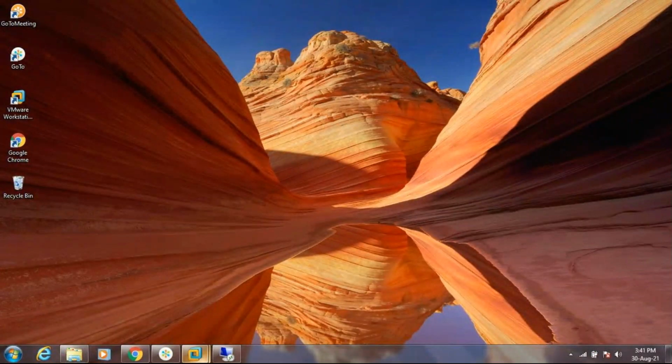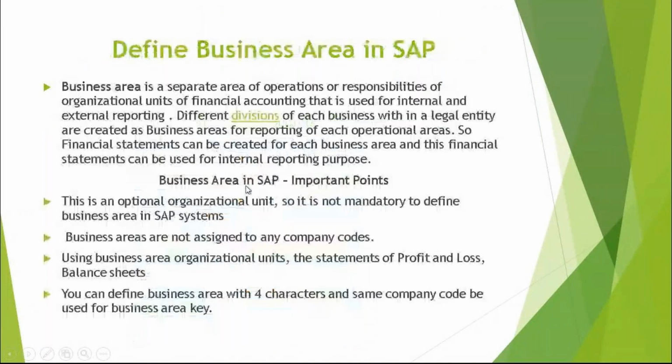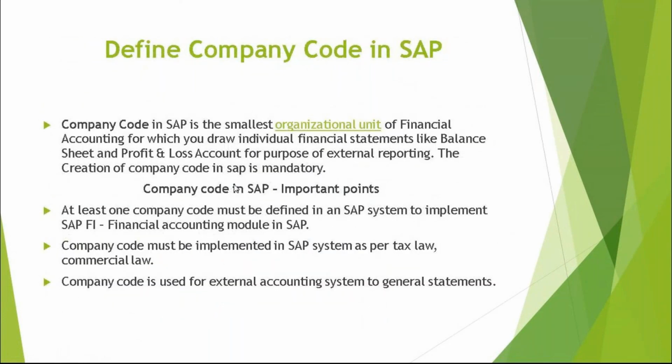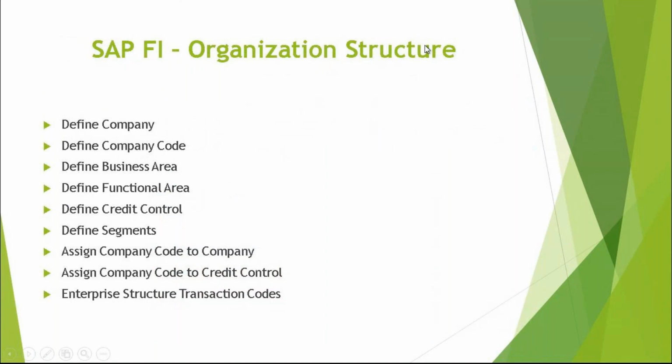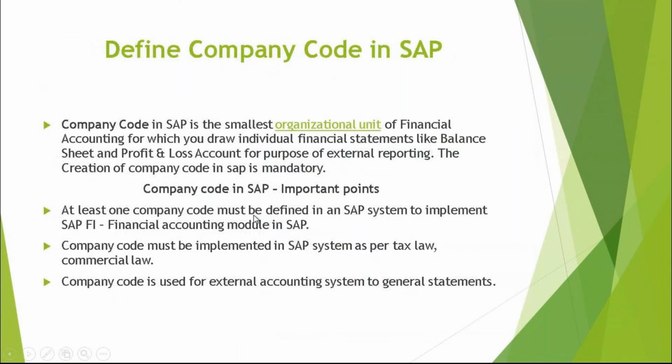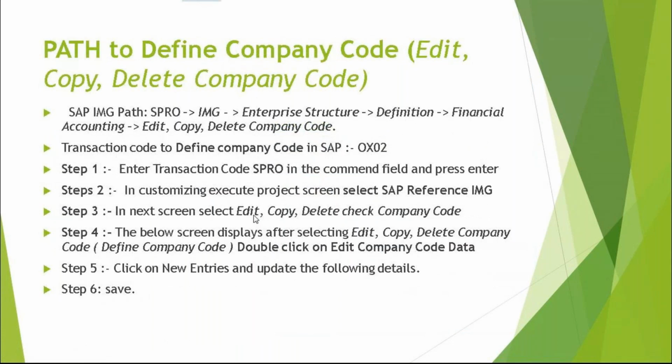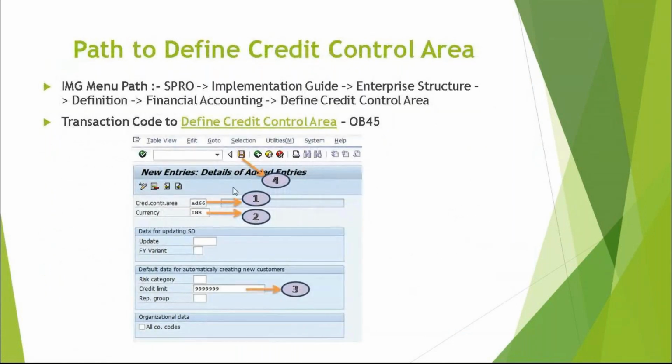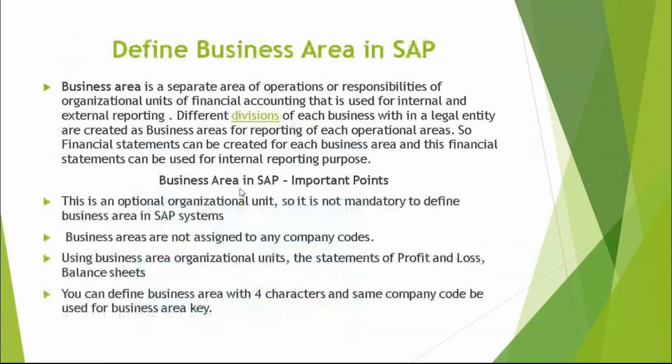So next is define business area. So what is a business area? These all come under defining organizational structures. So we create the FI organization structure. After the base, the actual FI part will come. These are all being created. Now we created the company, the company code, then the credit control area, and now the business area.